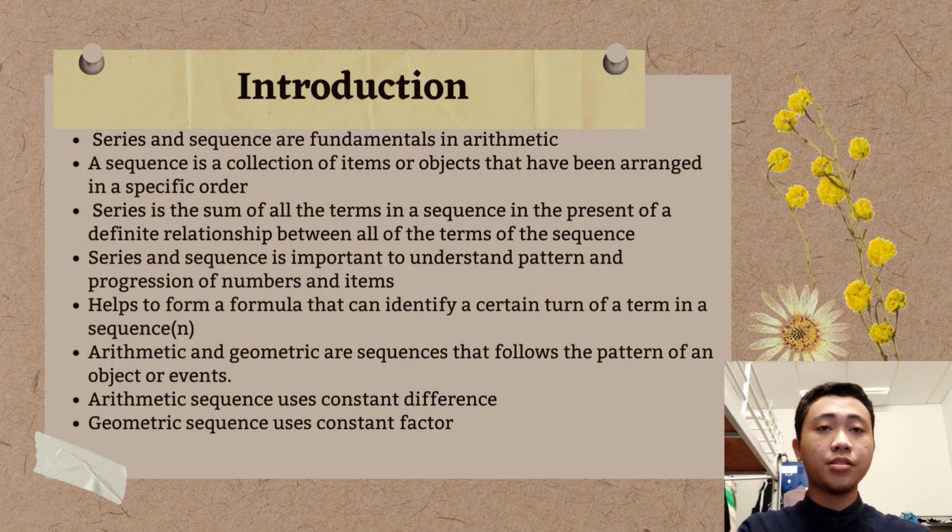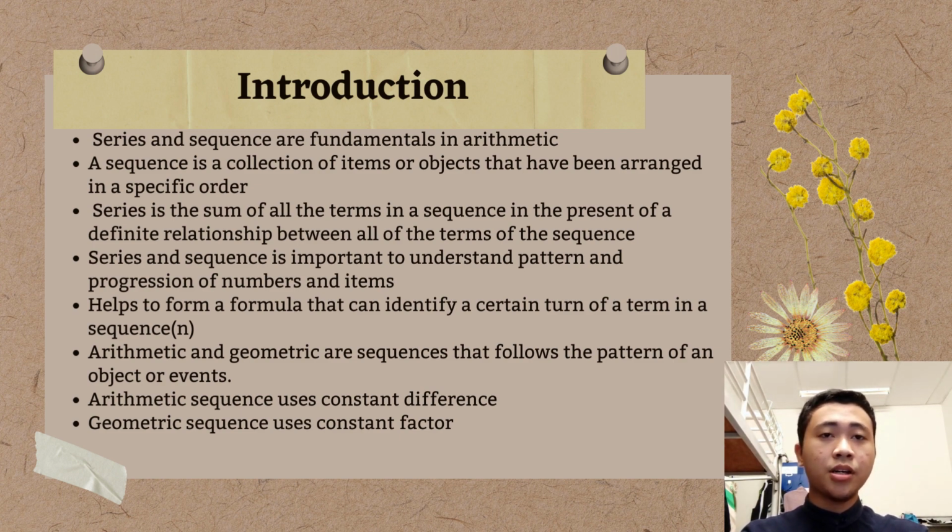Introduction. Series and sequence are fundamentals in arithmetic. This means that they are the basics needed to understand arithmetic. A sequence is a collection of items or objects that have been arranged in a specific order. Meanwhile, a series is the sum of all the terms in a sequence, where there is a definite relationship between all of the terms of the sequence. Series and sequence are important for us to understand the pattern and progression of numbers and items, because they help us form a formula that can identify a certain term in a sequence.